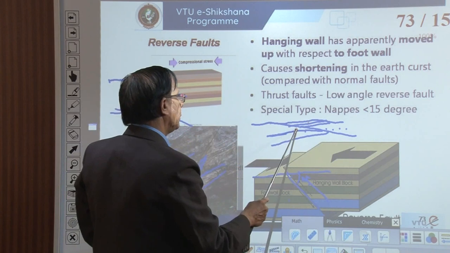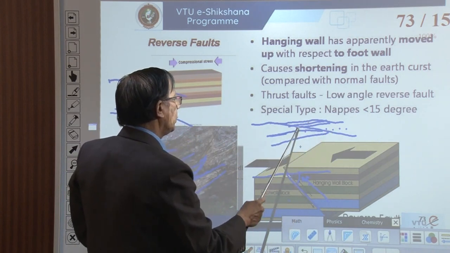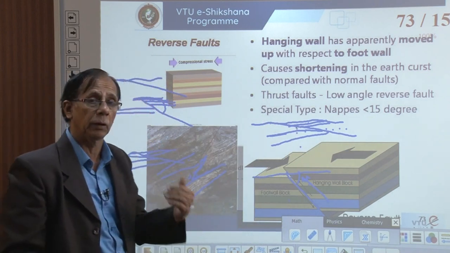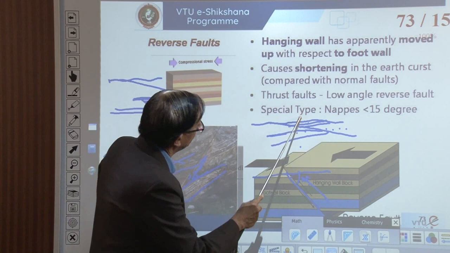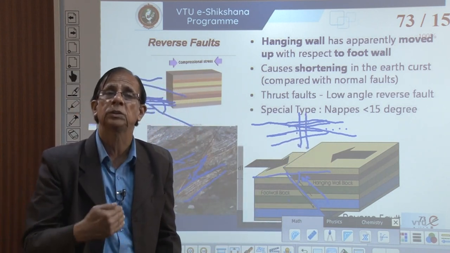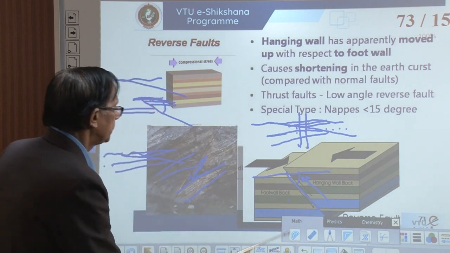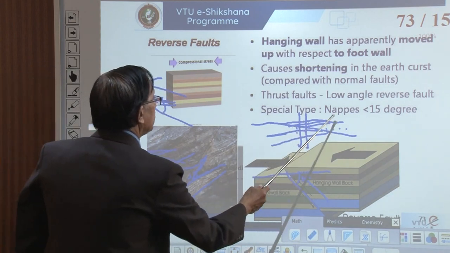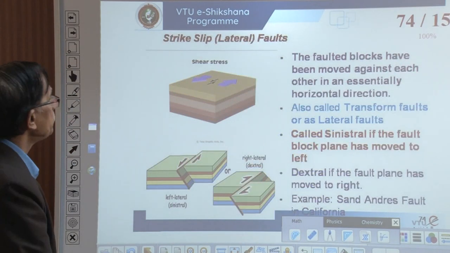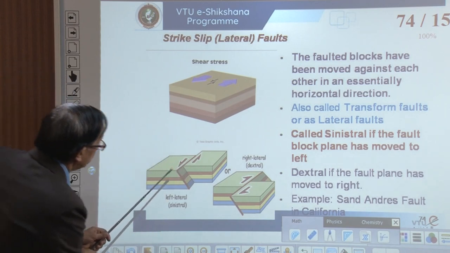This is younger rock, intermediate rock, older rock. This older rock comes and sits on the younger rock. This kind of relationship develops, especially when I take a borehole or drill hole, I have a very confusing situation. And how do I understand this? These are a special type of reverse fault where nappes, klippen, etc. are formed. Yes, the strike slip fault: the displacement is parallel.